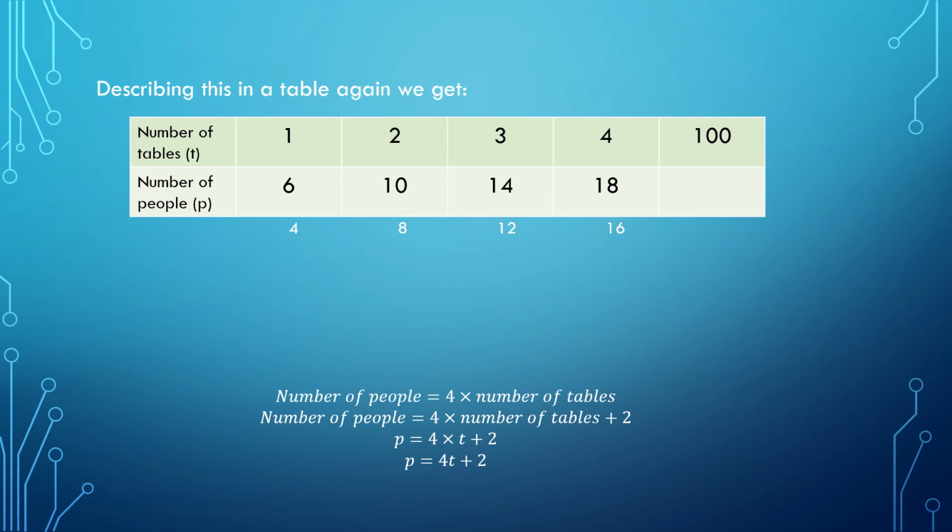Finally, we're going to miss in space in our table. So once again, if we've got 100 tables, how many people can we fit around them? So we're going to do 4 times 100, it's 400, plus 2 is 402.